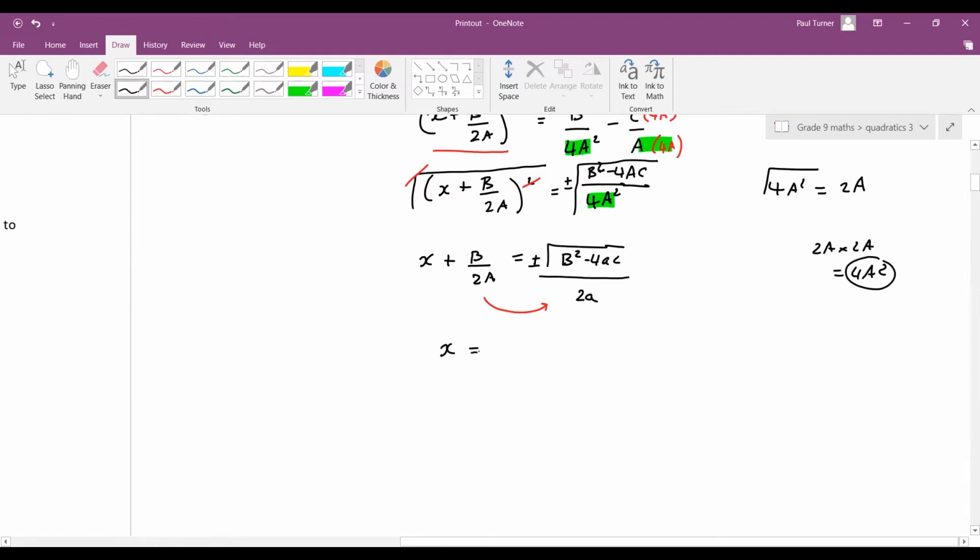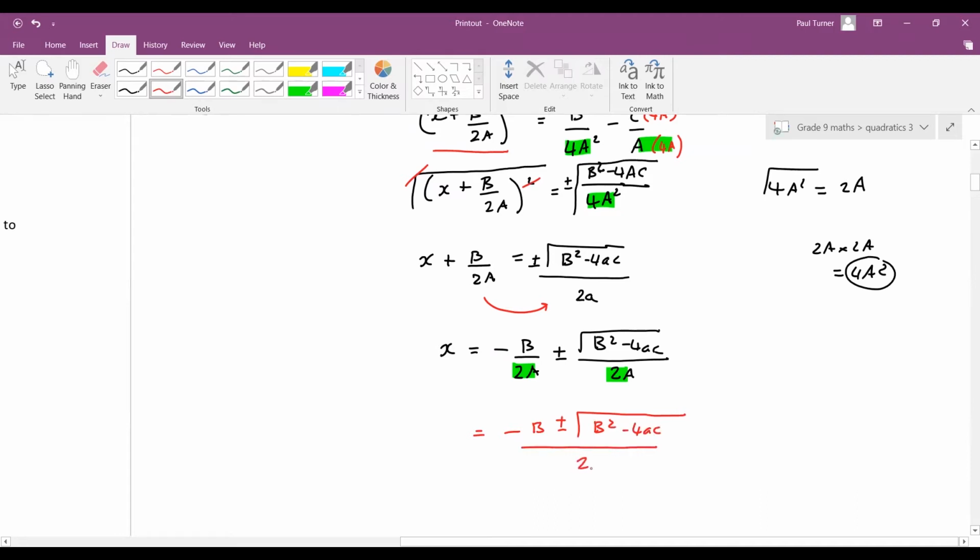So x equals minus b on 2a plus or minus the square root of b squared minus 4ac all on 2a. Now you see you have a common denominator here, 2a. So we'll make this into one fraction. So minus b plus or minus the square root of b squared minus 4ac all on 2a.